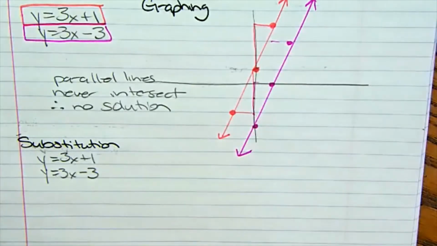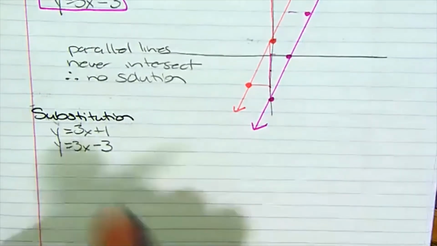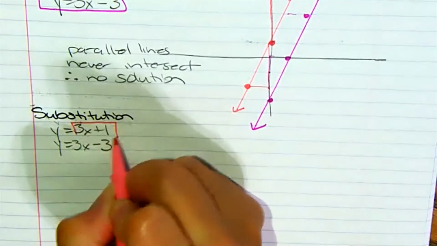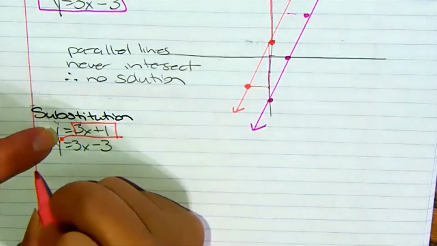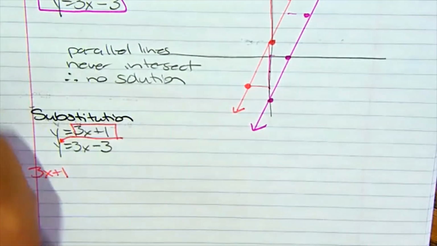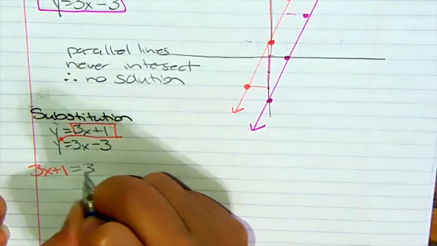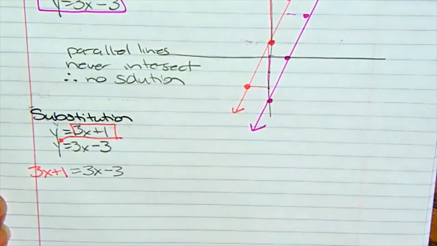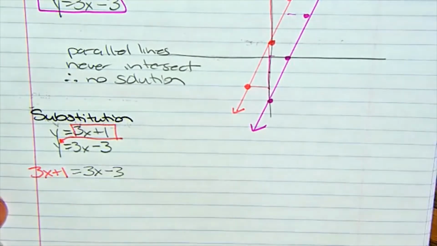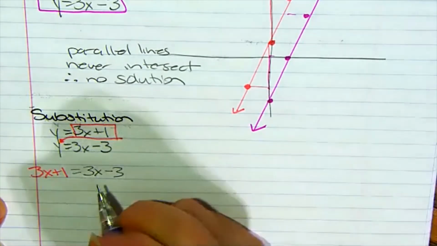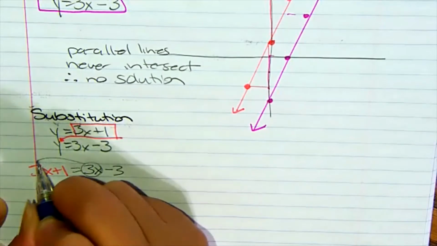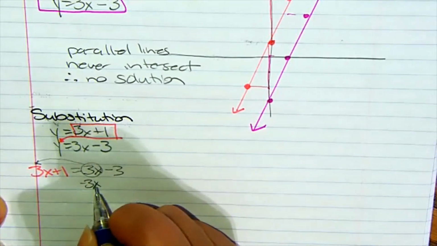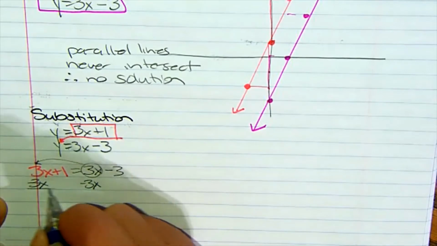Okay, well, it's kind of nice. My y is already isolated. So I'm going to substitute all of this for my y. So I now have 3x plus 1 equals 3x minus 3. I want to get the variables to one side. So I'm going to subtract 3x here, and subtract 3x here. What I do to one side, I must do to the other.